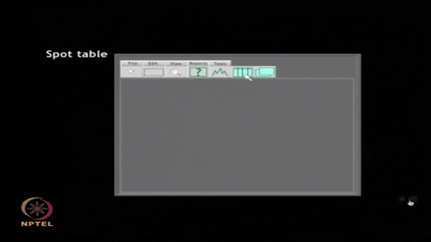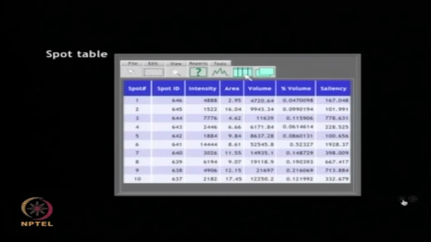Once you have analyzed the gel, one can obtain the detailed information for these spots from a spot table. Information regarding various physical parameters of each spot can be obtained via this spot table, which provides spot number, intensity, area and volume of the spots, as well as the saliency of spots. These parameters help to judge the quality of a gel.